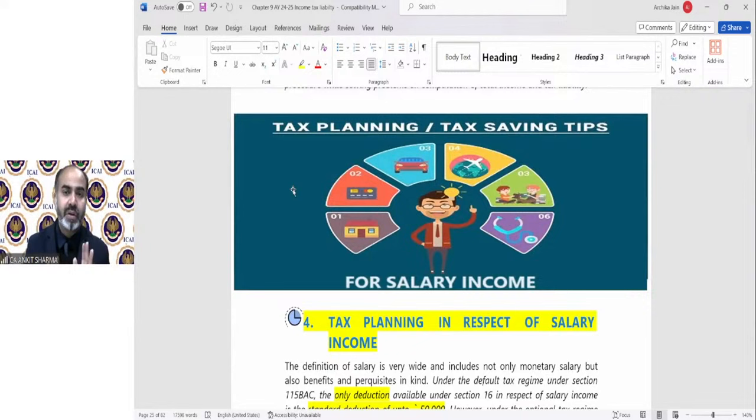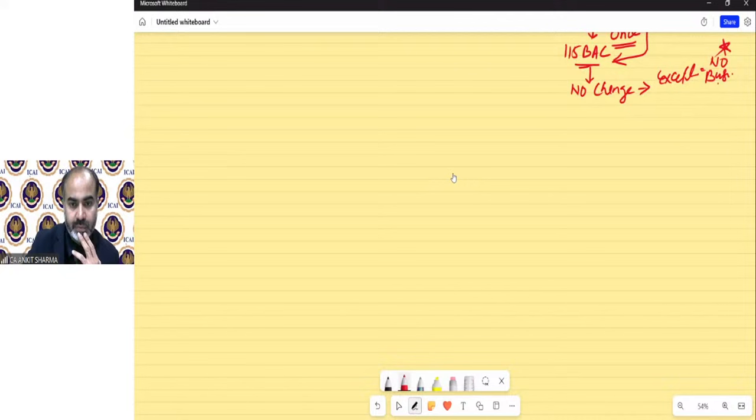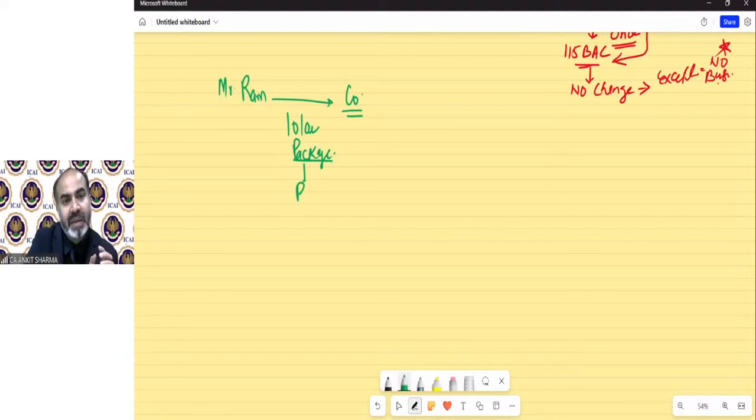It's just asking you that suppose Mr. Ram is going to join a company. The company says we'll pay you a 10 lakh rupees package. There are some companies that say we'll pay you 10 lakh rupees directly as a basic salary. No allowances, nothing. This is basic salary.